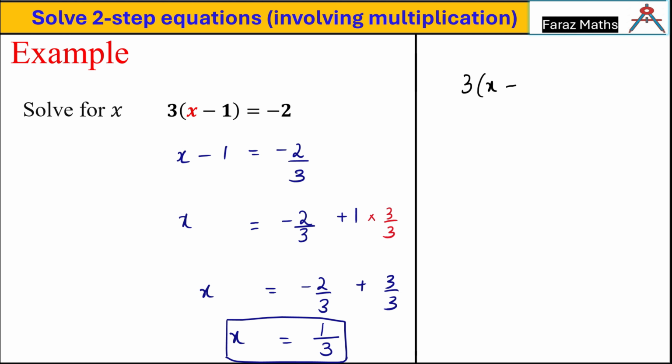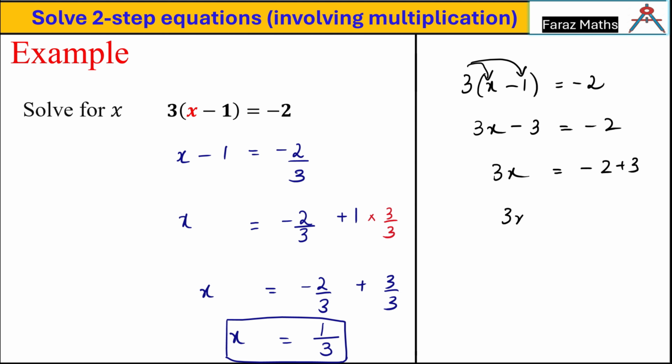The alternative way is 3 bracket x minus 1 equals negative 2. So you have to expand this 3 with x and with minus 1. Then it will be like this: 3x minus 3 equals negative 2. And then 3x equals minus 2 plus 3. So this will give you 3x equals minus 2 plus 3, which means plus 1. And then dividing by 3 on both sides will give you x equals 1 over 3.